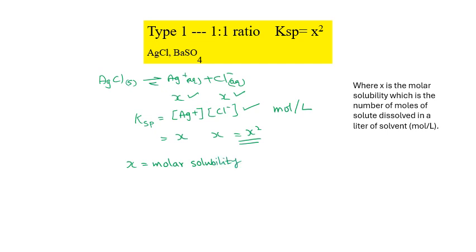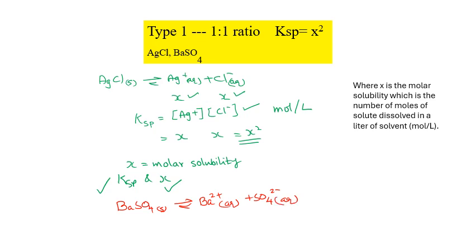So we are connecting KSP and molar solubility now. So if you know the KSP, you can calculate the x value, correct? And vice versa. So now we can see another example, BaSO4. So how are we going to write the dissociation? Let's see that. BaSO4 is solid state. When you dissolve that in water, the slight solubility makes it dissociate into barium ions and sulfate ions.